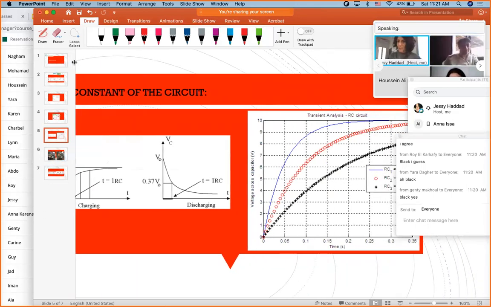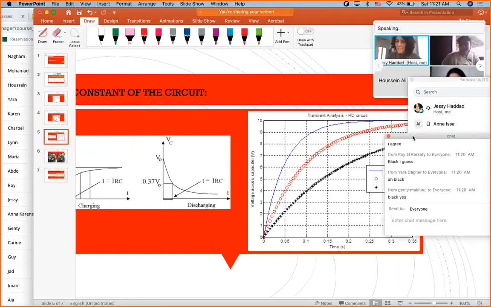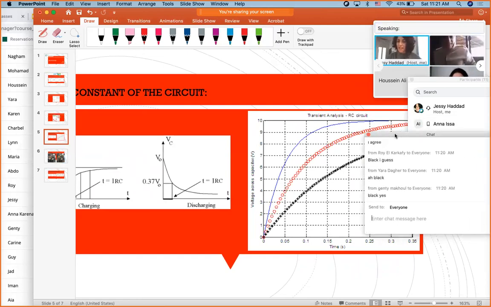All right, so probably Genti can explain other than the fact that you saw the legend. I thought I was smart hiding the legend. Genti, can you explain why black has a bigger tau?